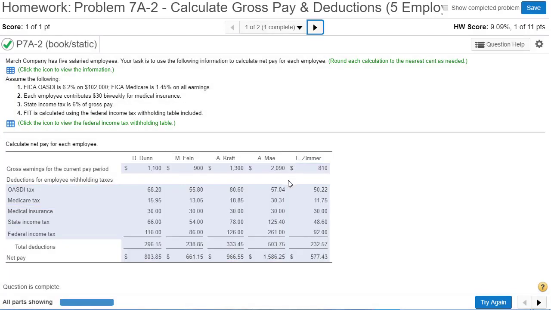Fantastic. So again, the only thing tricky about this problem is calculating Audrey May's OASDI because she goes over the 102,000 limit. So make sure you watch my other video that shows you exactly how I calculated that on the PowerPoint slides.